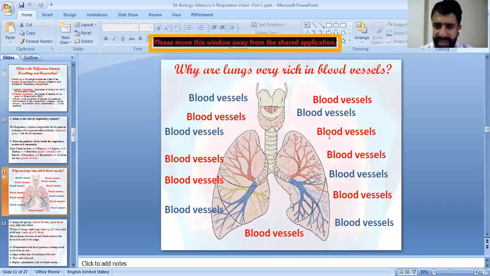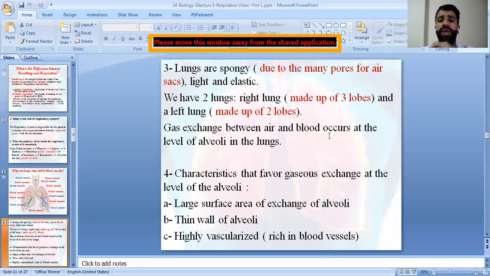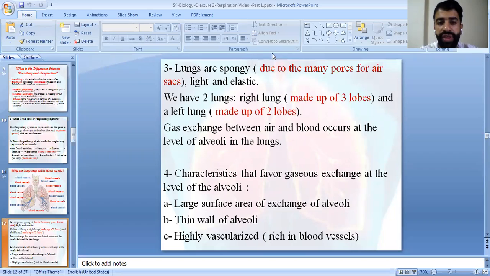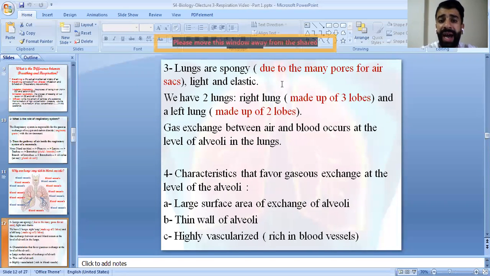Blood vessels. The lungs are very rich in blood vessels. Why? We will see. Lungs are spongy. Why? Due to the many pores of the air sacs. They are light and also they are elastic. All of you know that we have 2 lungs.